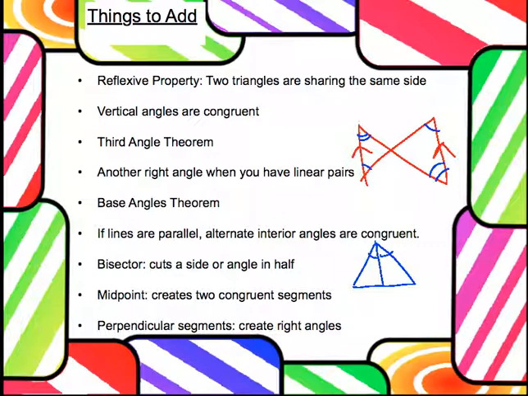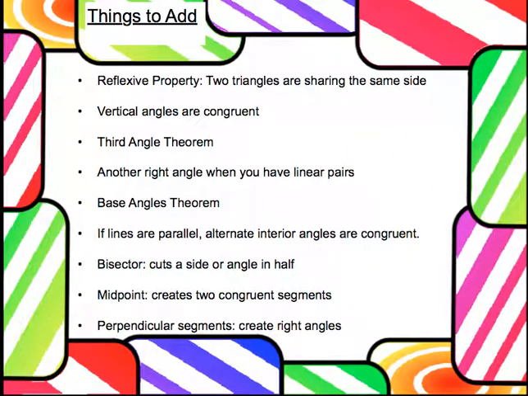Midpoint is a point in the middle. So if you have this one, and you have X and Z, and then it cuts it into two triangles and says Y is the midpoint of this segment, you know that those two are the same, because if that's in the middle, then it's equidistant from both the ends.